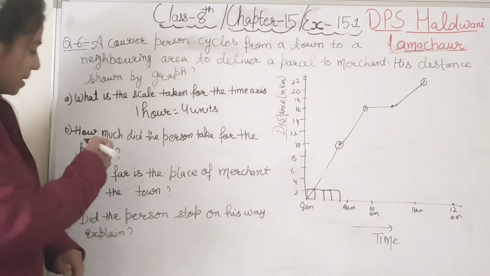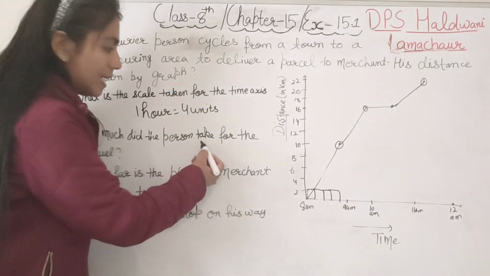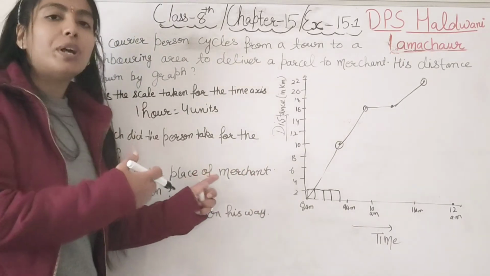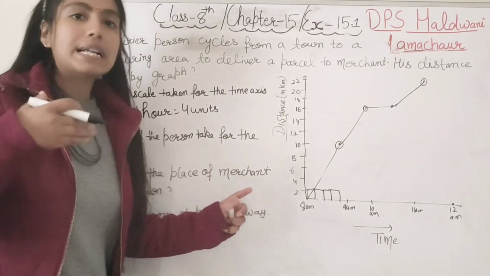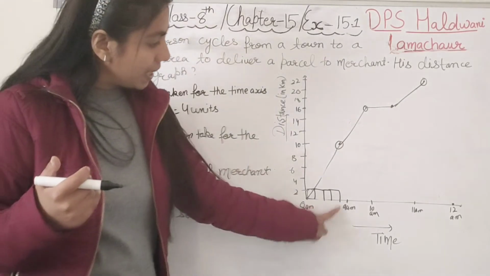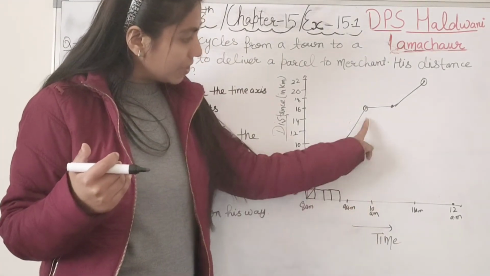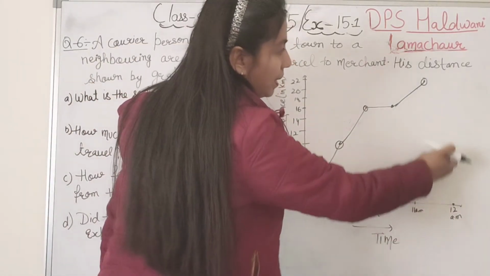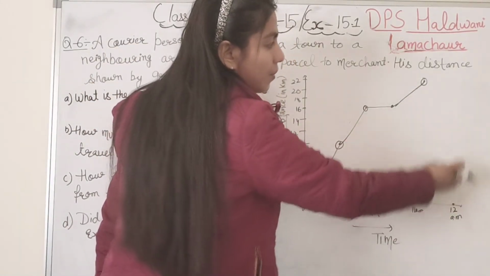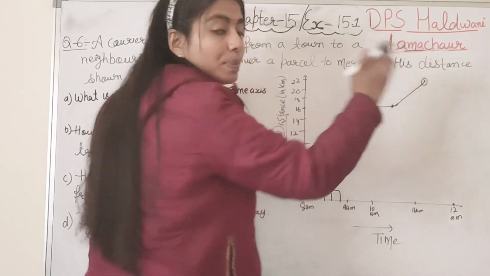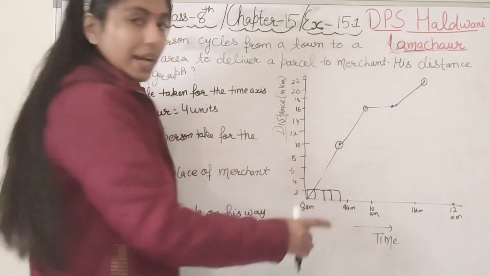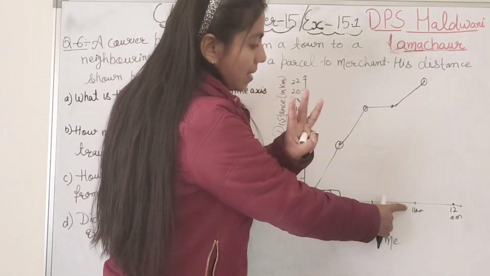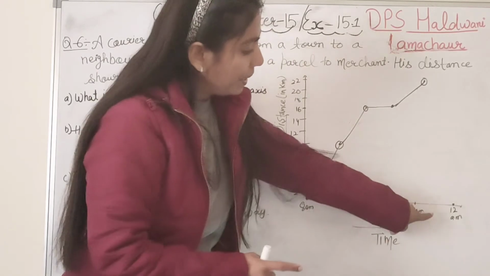That's it. Now B part, how much time did the person take for the travel? It means how long that parcel boy, the courier boy, traveled. See, 8 to 9 he is traveling, 9 to 10 again he is traveling, 10 to 11 also traveling. You can see 11 to 12, in the middle only he has delivered the parcel. Till 12 there is no point, so it means here he has stopped. So how much has he traveled? 8 to 9 1 hour, 9 to 10 2 hours, 10 to 11 3 hours, and 11 to 12 in the middle he has stopped.